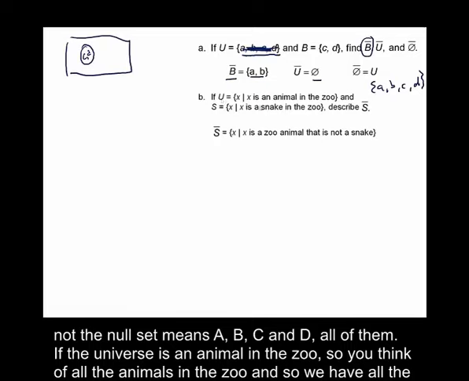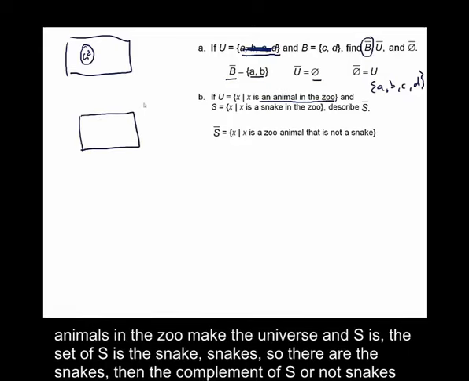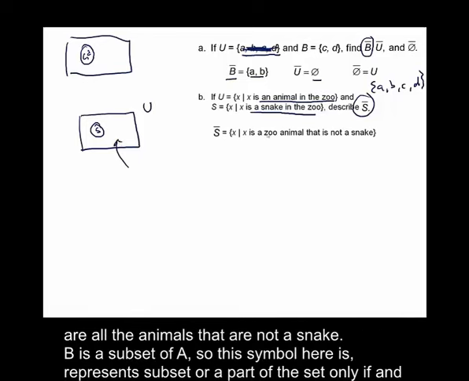If the universe is the animals in the zoo, so you think of all the animals in the zoo, and so we have all the animals in the zoo make the universe, and S is the set of snakes, then the complement of S, or not snakes, are all the animals that are not a snake.